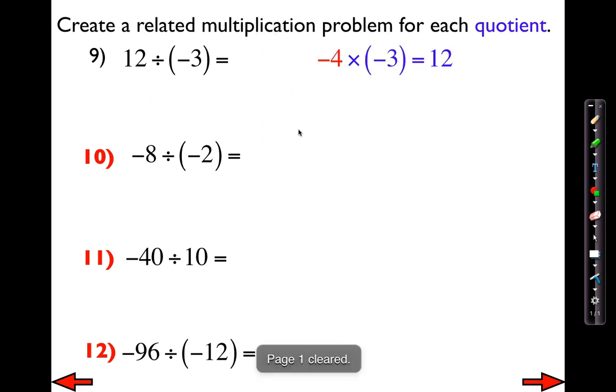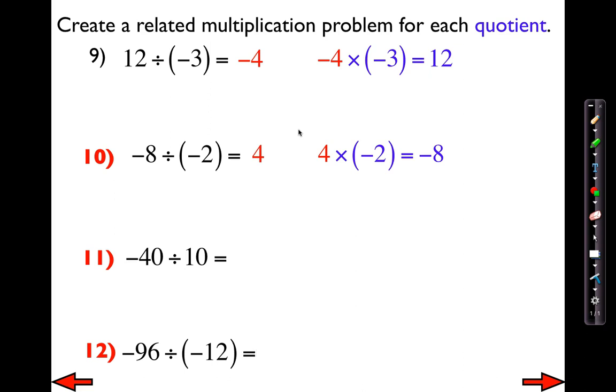Okay, so let's see how well we did. Okay, so here, what times 10 gives you a negative 4? Well, that would be a negative 4. So negative 4 times 10 equals negative 40, so the answer is negative 4.